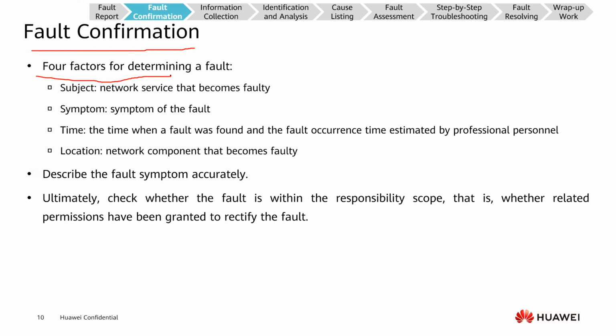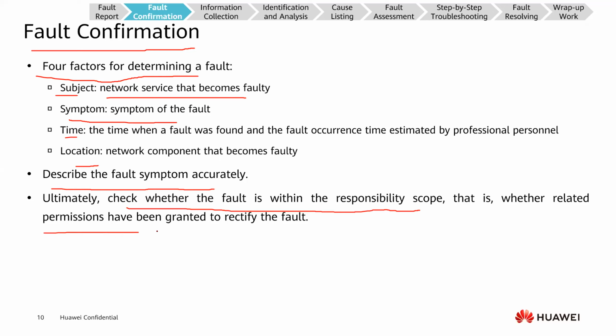Then we do further confirmation. There are four factors for determining a fault: a subject, the network service that became faulty, the symptom of the fault, and time and location. Describe the fault symptom accurately. Then you can check whether the fault is within the responsibility scope, whether related permission has been granted to rectify the fault. I mean, you must get permission when you do troubleshooting.